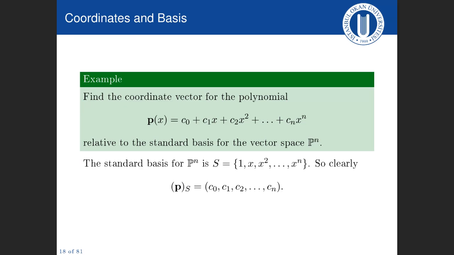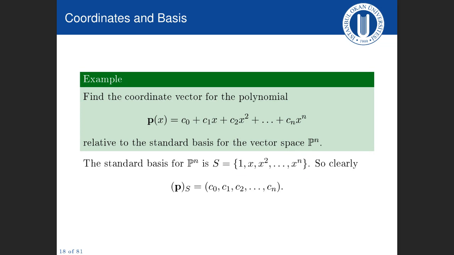Find the coordinate vector for the polynomial p(x) equal to c0 plus c1x plus c2x squared plus dot dot dot plus cnx^n relative to the standard basis for the vector space Pn. Well, recall that the standard basis is 1, x, x squared, etc. up to x^n.